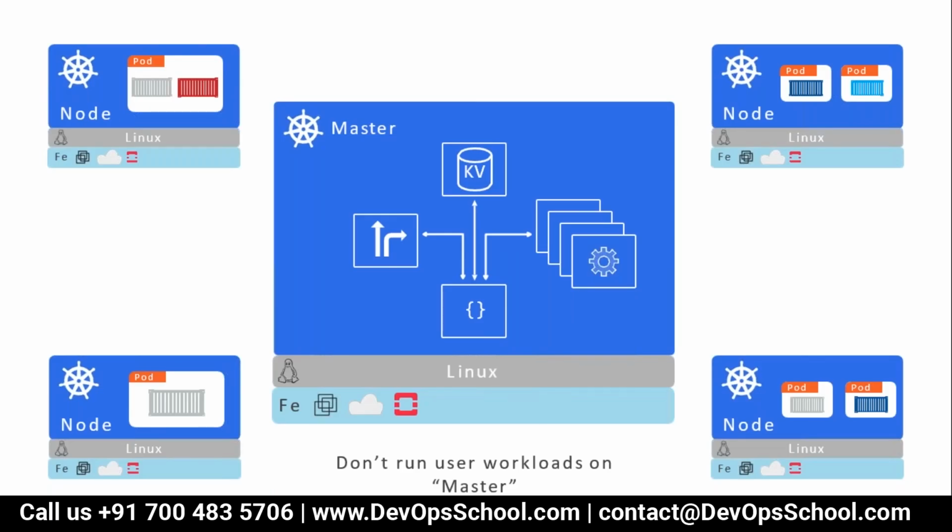But on the left side, extreme top, I see a node has a pod and the pod has 2 containers. Okay, so this is interesting. Earlier I learned the node has a pod and the pod has 1 container. But here I see the node has a pod and the pod has 2 containers. And on the opposite side, I see the node has 2 pods and each pod has 1 container.